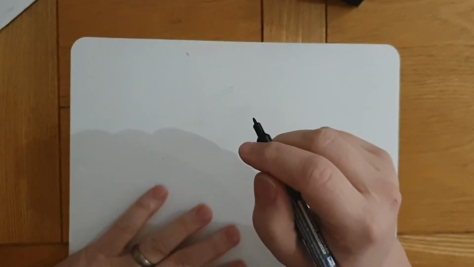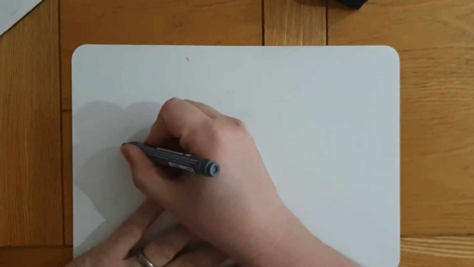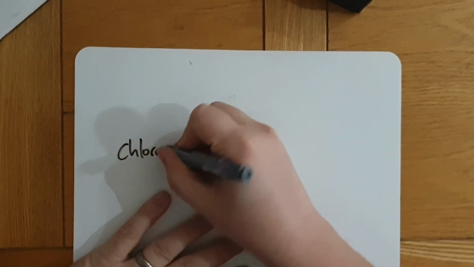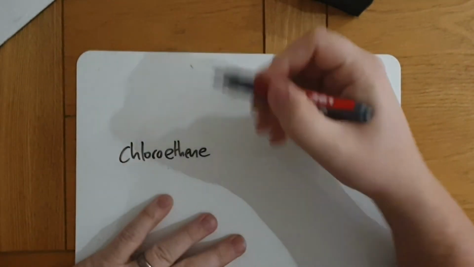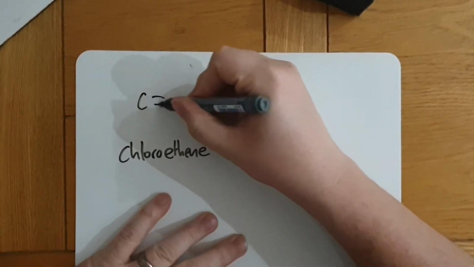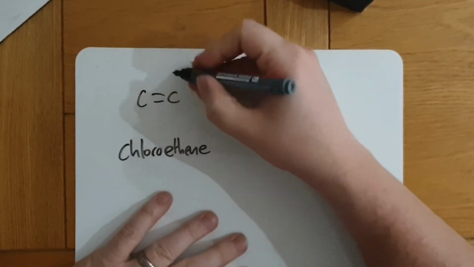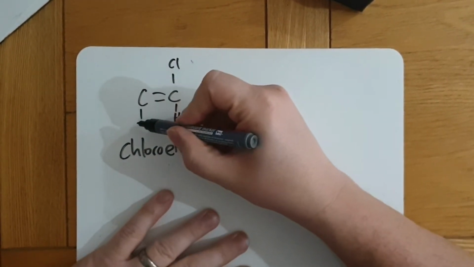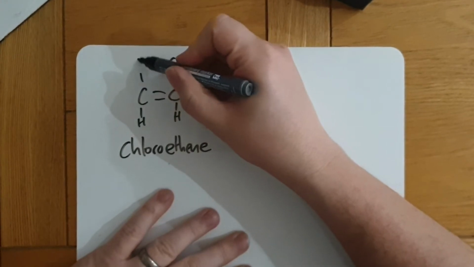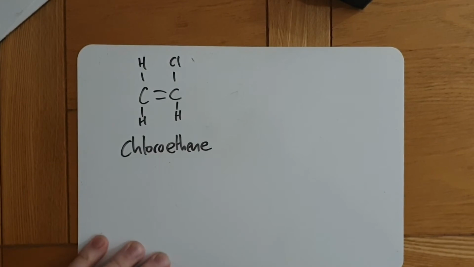Right, the next one that we're going to do is called chloroethene. So for chloroethene, we draw ethene, 2 carbons with a double bond, and it's got a chlorine on it. It doesn't matter where we put it, I'll put it on the top here, but it could be any of the others. It just means one of the hydrogens has been replaced by a chlorine, because it was chloroethene.